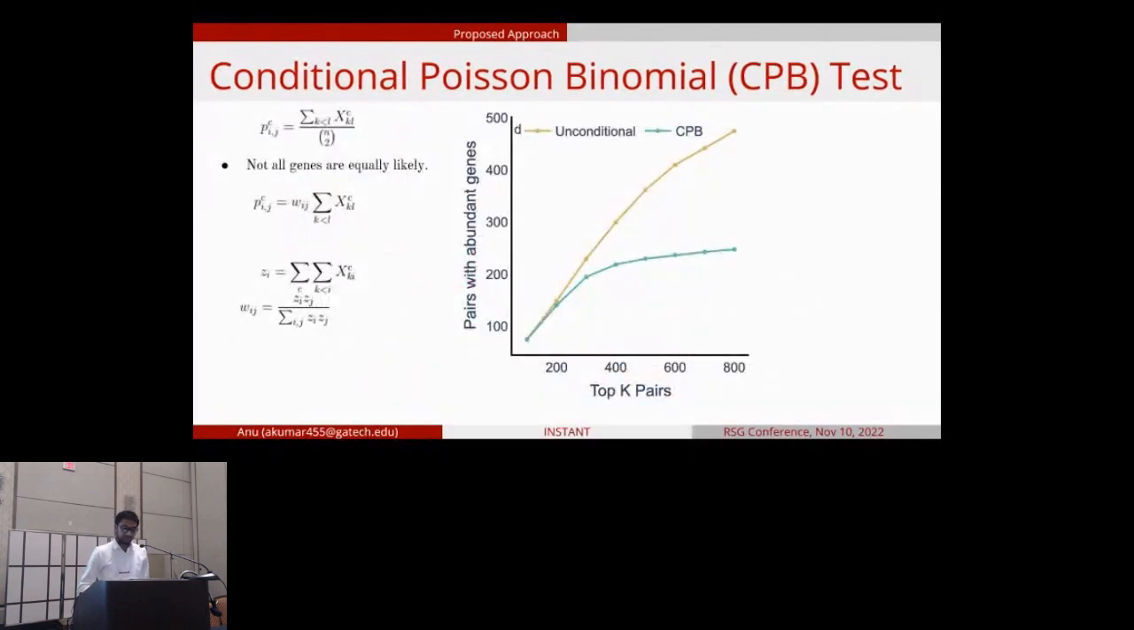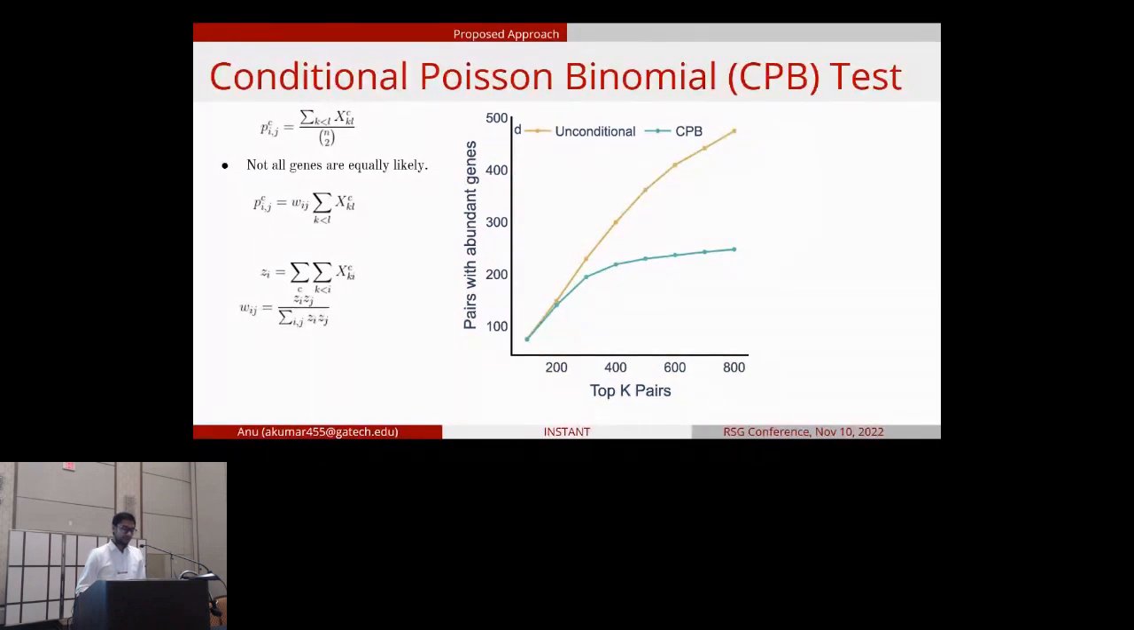Now, a major assumption in our previous formulation was that all of the genes are equally likely to be co-localized with each other. When we generated the results using that formulation, shown in yellow, you can see that as we had a higher number of co-localized pairs, we also saw that at least one of the genes was an abundant gene. It was because that abundant gene is highly expressed. So we wanted to remove this bias.